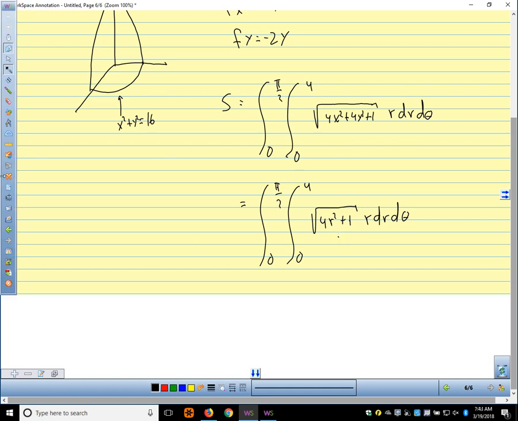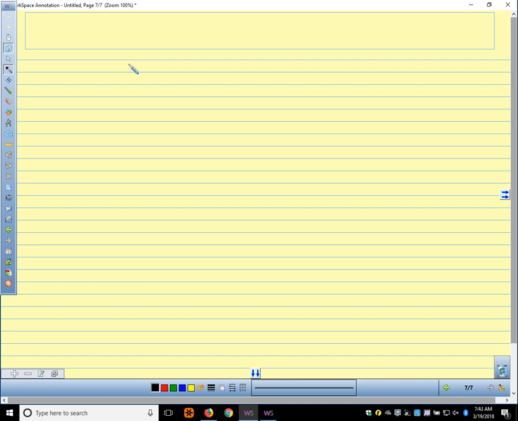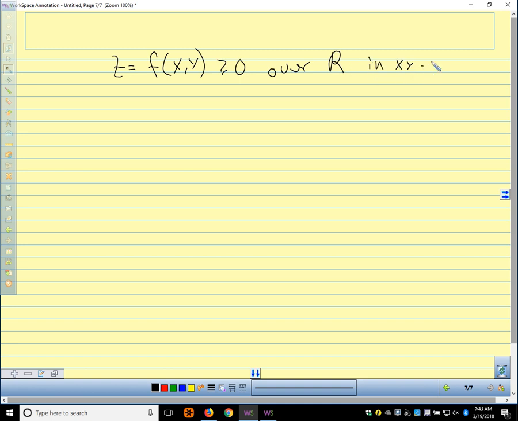All right, here are some questions for you. We had some similar questions earlier. Z equals f of xy, and this is greater than or equal to 0 over R in the xy plane. So we have a positive function. True: always, sometimes, never.